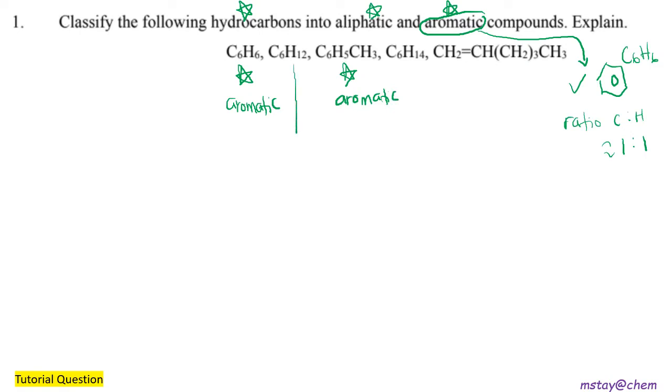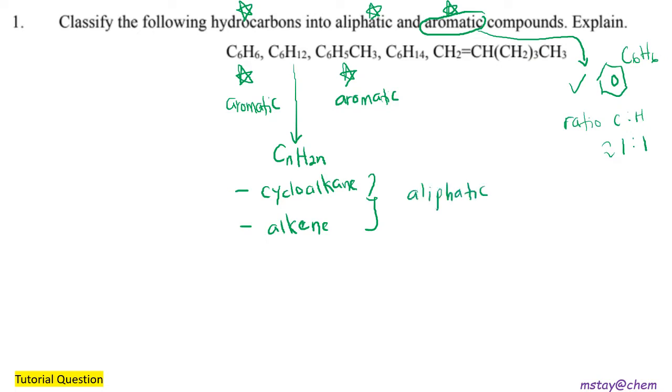Next we look at the C6H12. The general formula is CnH2n. So from here, there are two classes of hydrocarbon that consist of this general formula. One is cycloalkane, and another one is alkene. No matter whether this is cycloalkane or alkene, generally they are considered as aliphatic hydrocarbon. If this is cycloalkane, this hydrocarbon is saturated. If it is an alkene, it is unsaturated hydrocarbon. And the alkene has the open chain structure, while the cycloalkane may have the cyclic structure.